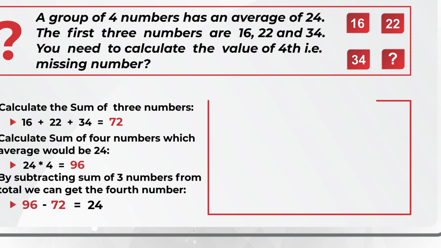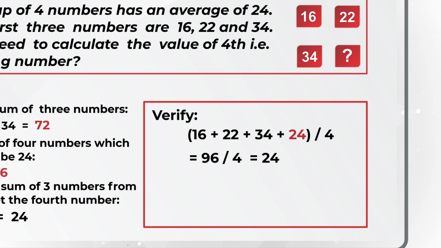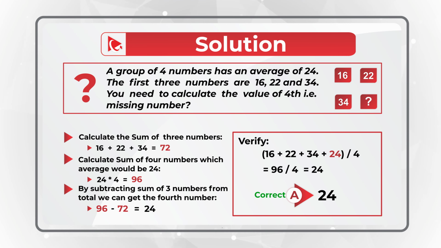Let's verify this. 16 plus 24 plus 34 plus missing number 24, divided by 4, equals 96 divided by 4, equals 24. Hopefully you've nailed this question and now know how to answer similar problems on the test.